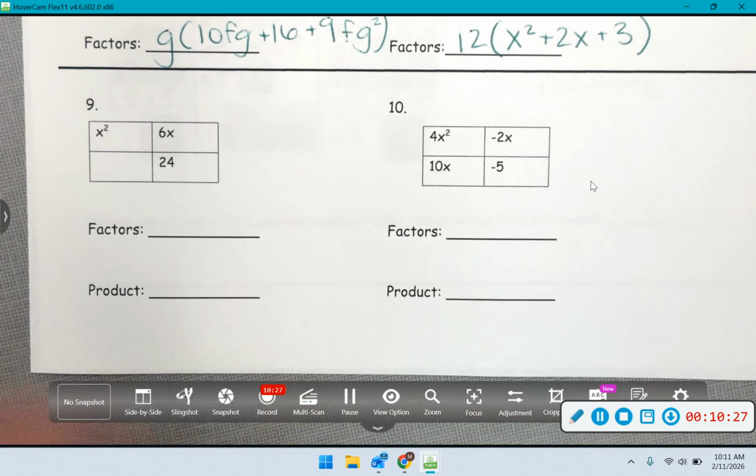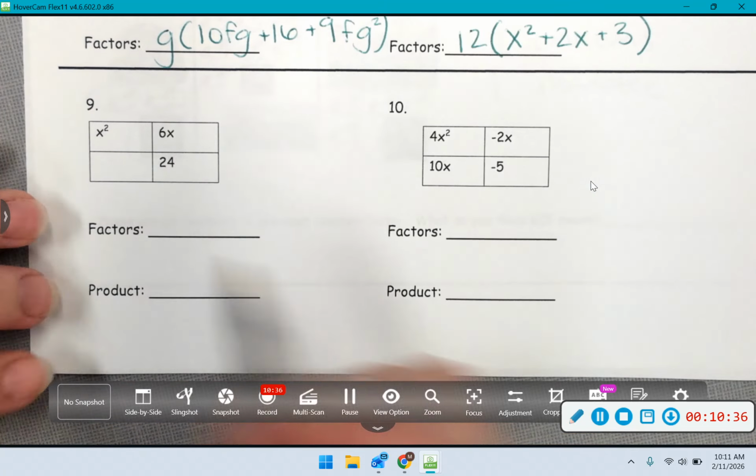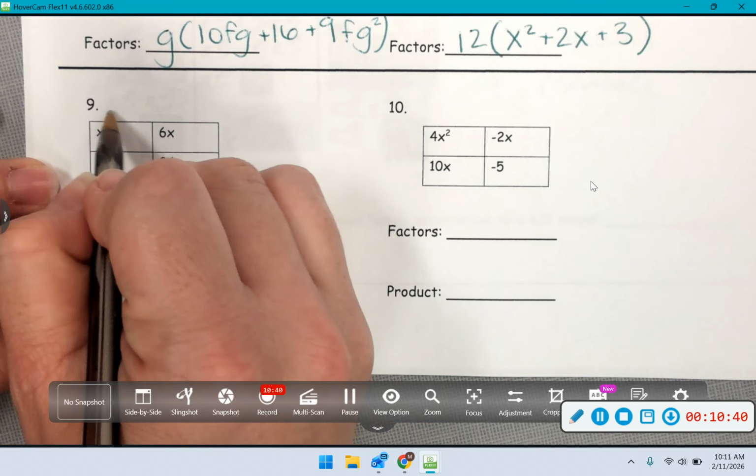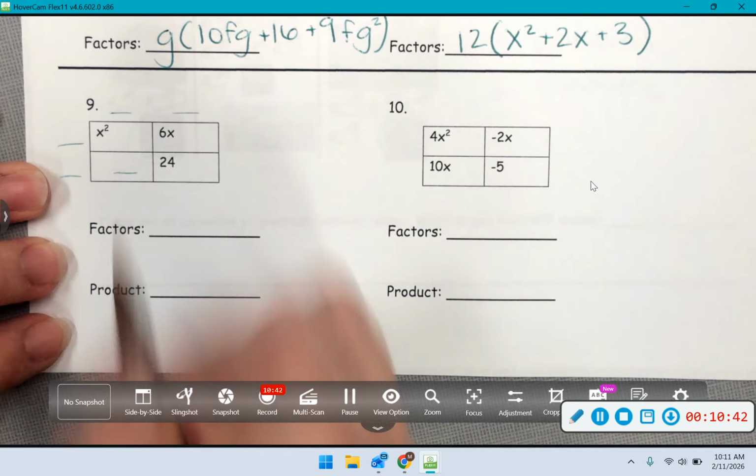So 9 and 10 are a little different. These are more just dealing with the box. So remember, anytime we're filling in the box, we multiply. To go outside, we're pretty much dividing, but we still think of it as multiplication. So these are kind of like puzzles. Okay, so I have to find this, this, this, this, and this.